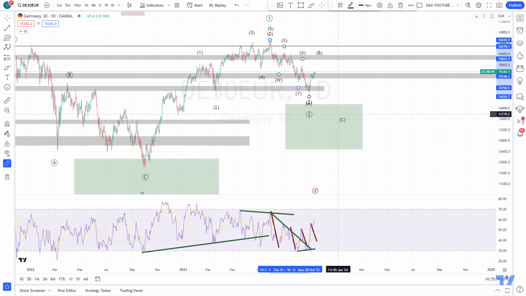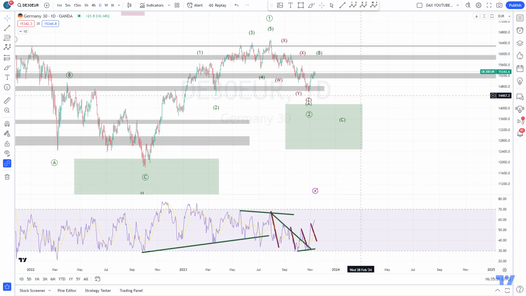It's not my favorite count. I would favor the count here in green, but of course, if we made our wave 4 low in the S&P 500 right here, and if we have the wave 4 low in the Nasdaq right here, then this is also something that could play out. Not necessarily, but it is something that is possible.